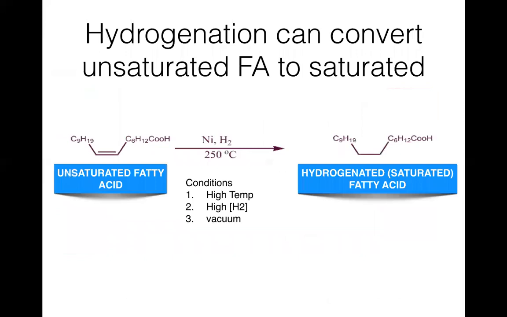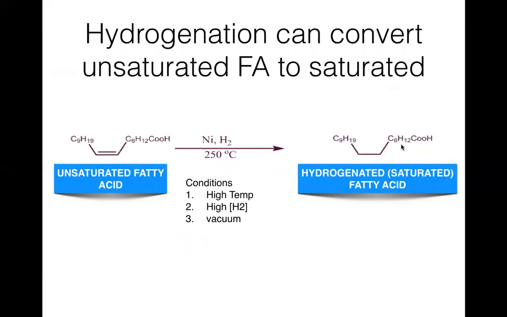Now, we can actually convert an unsaturated fatty acid to a saturated fatty acid. The process is referred to as hydrogenation. In this reaction, we can see that an unsaturated fatty acid is exposed to very high temperature in the presence of catalysts like nickel and hydrogen gas. So this reaction is called hydrogenation, and this converts the unsaturated fatty acid to a saturated fatty acid.